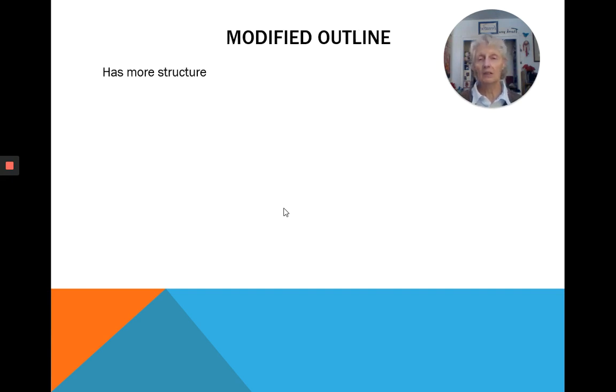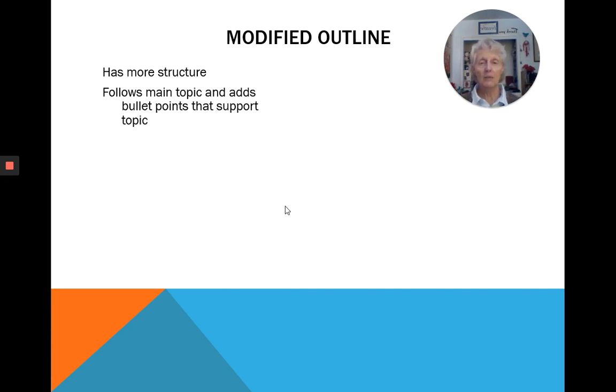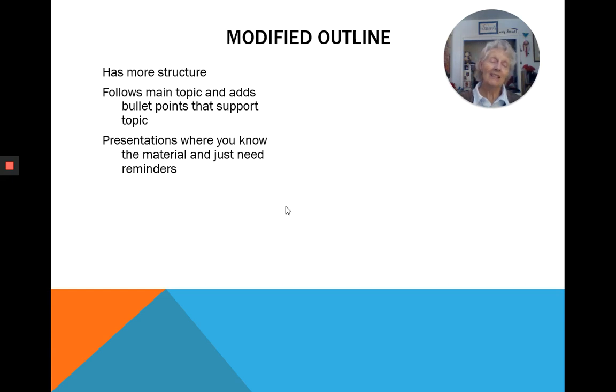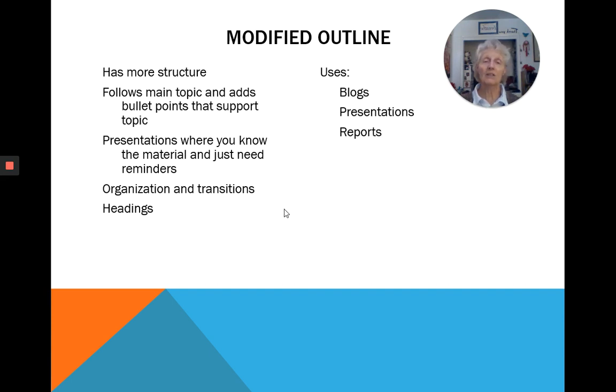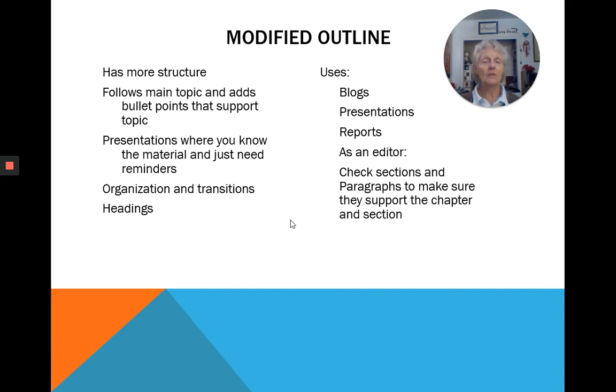So the modified outline has more of a structure to it. It follows a topic and adds the bullet points that support that topic. It can be used for presentations where you know the material and you just need to be reminded, for organization and transitions. Also to help with the creation of headings. So what would be the uses? Well, again, blogs, presentations, reports. As an editor, I use it for checking sections and paragraphs to make sure that they support the chapter and the section that they're in.